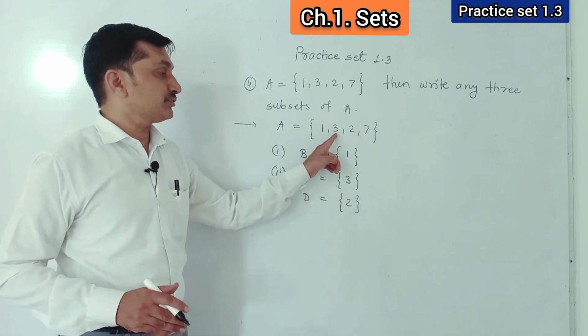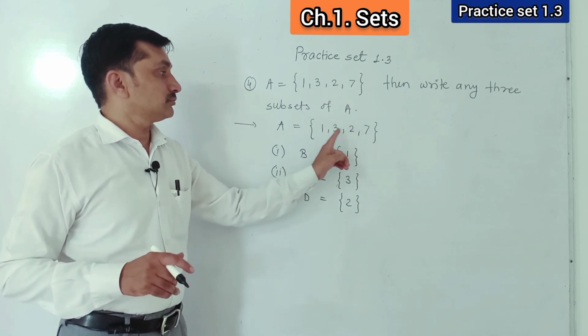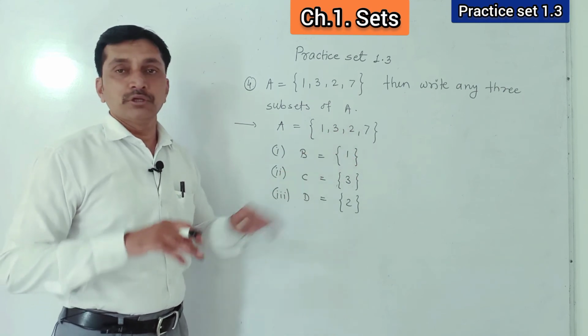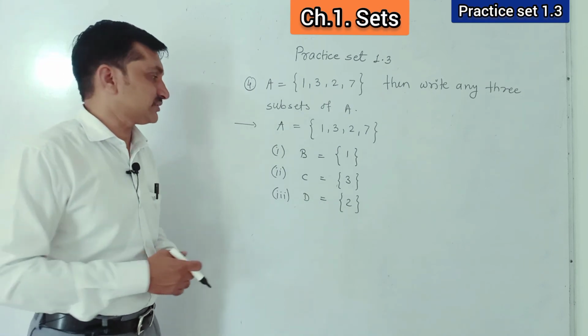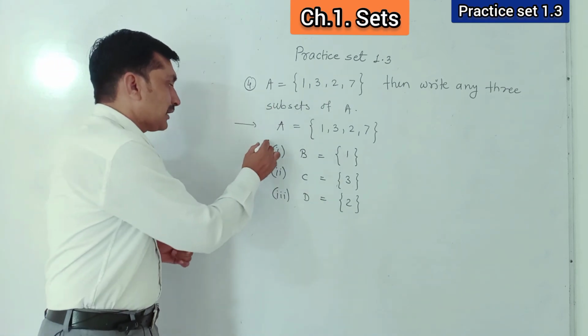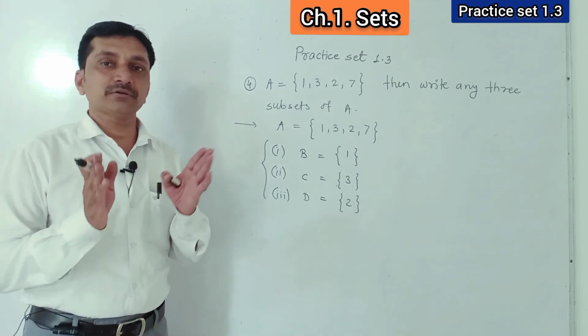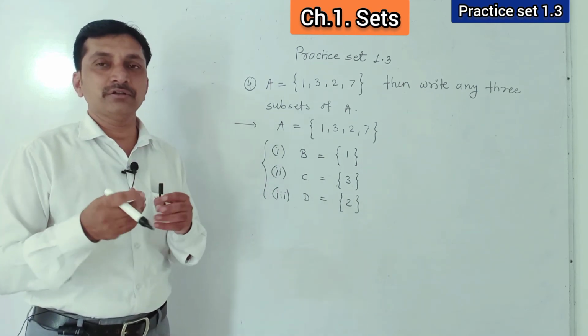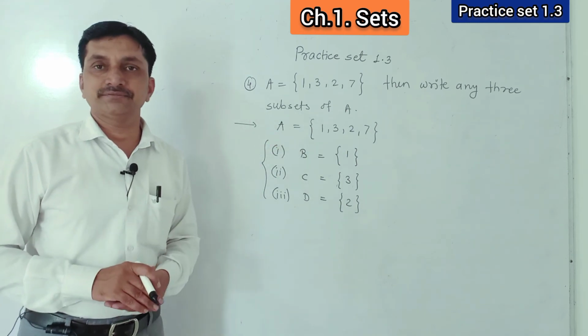Then with pairs, you can write {1, 3}, {1, 2}, {1, 7}, {1, 3, 2}. In so many ways you can write subsets. But as it is asked for any 3, I wrote like this. If you want to change, you can. Take pairs of any 2 elements, singles, or 3 elements, and you will get subsets of that.